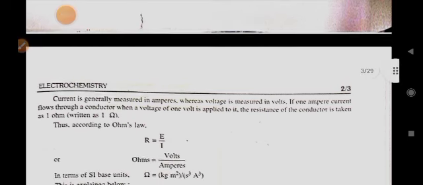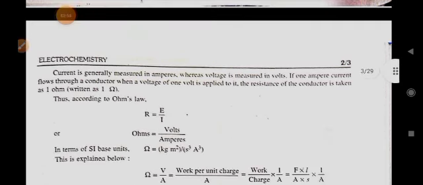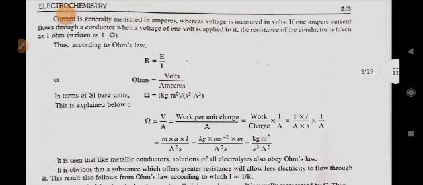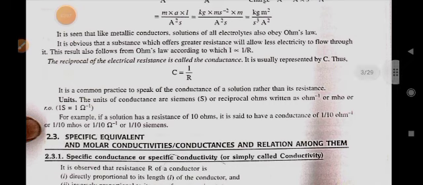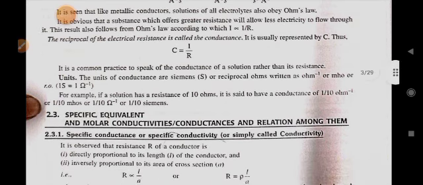Thus, according to Ohm's law, R is equal to E by I. Ohm is equal to volts per ampere. In terms of SI units, ohm is equal to kg meter square per S cube A square. It is seen that like metallic conductors, solutions of all electrolytes also obey Ohm's law. It is obvious that a substance which offers greater resistance will allow less electricity to flow through it. This result also follows Ohm's law, according to which I is proportional to 1 by R.